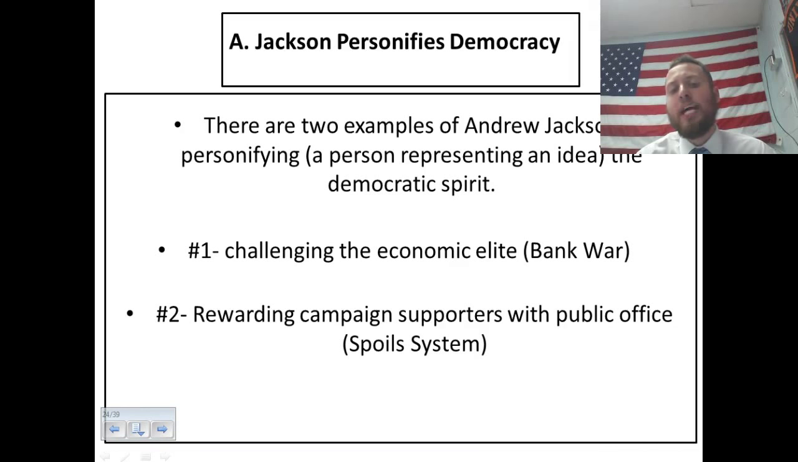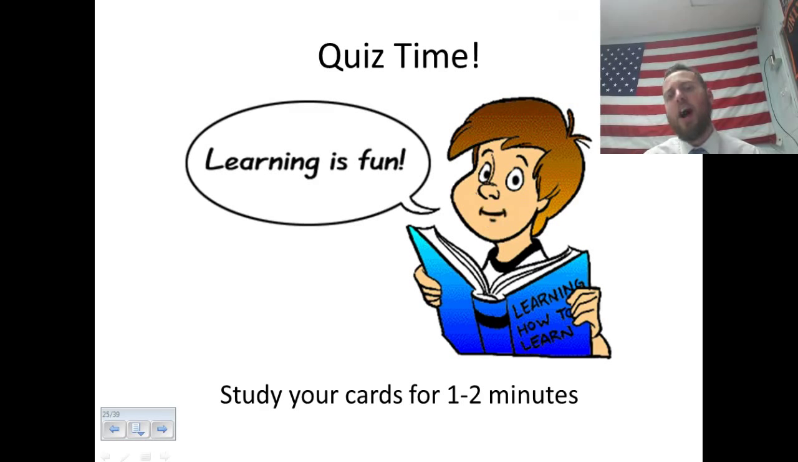Two, he rewarded campaign supporters with public office. That's the spoils system. So he gave away jobs to his supporters. And if his supporters voted for him and he won, then that's a lot of people. That's more democratic. That's how Andrew Jackson personified democracy.